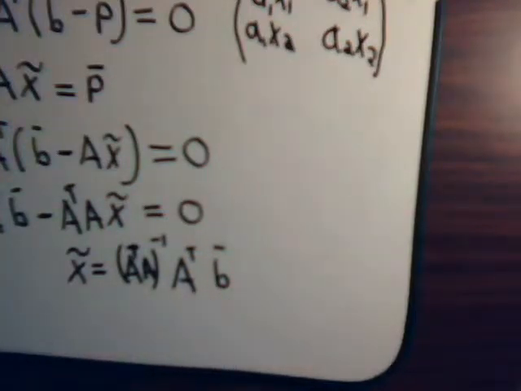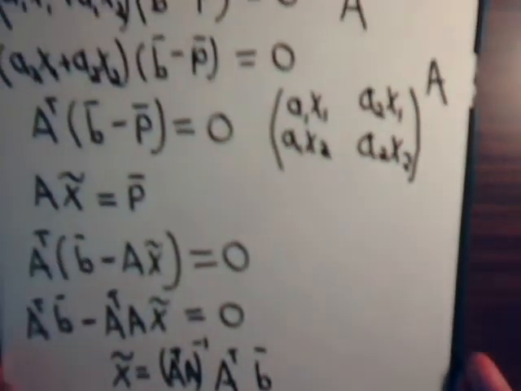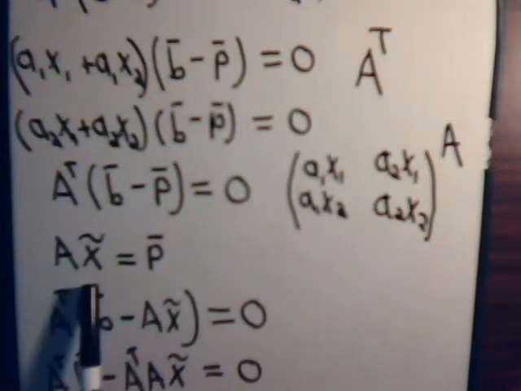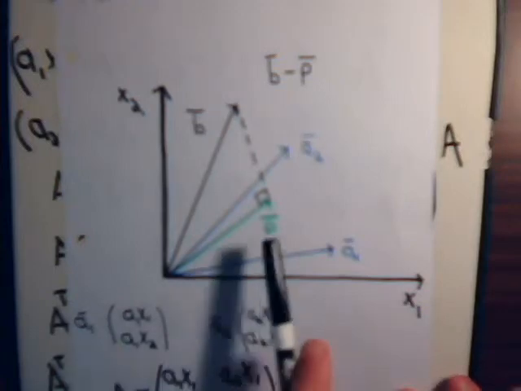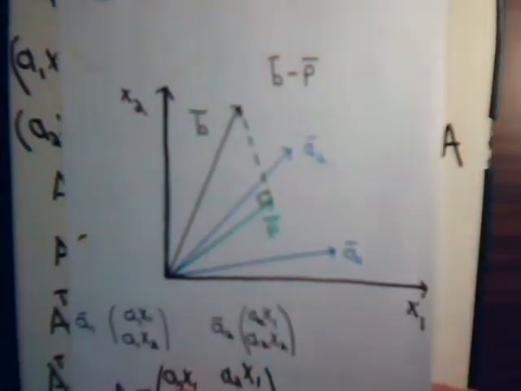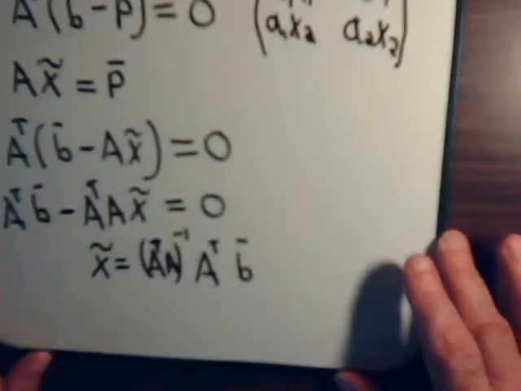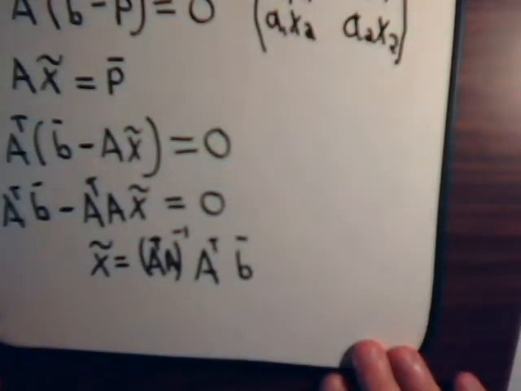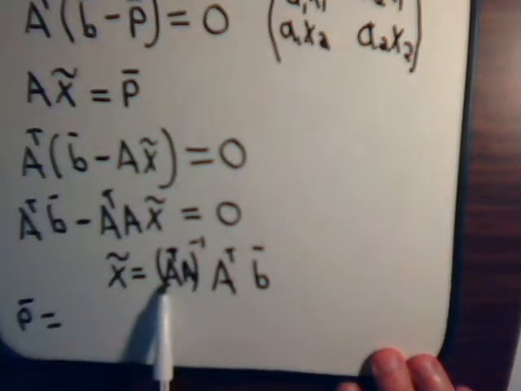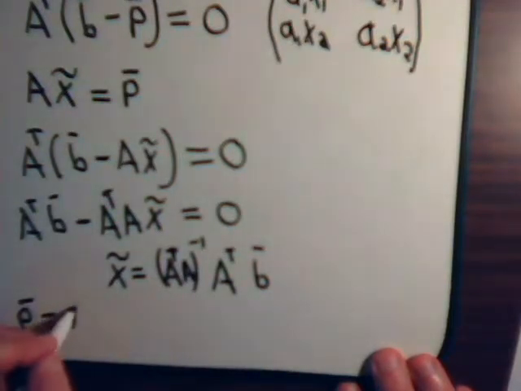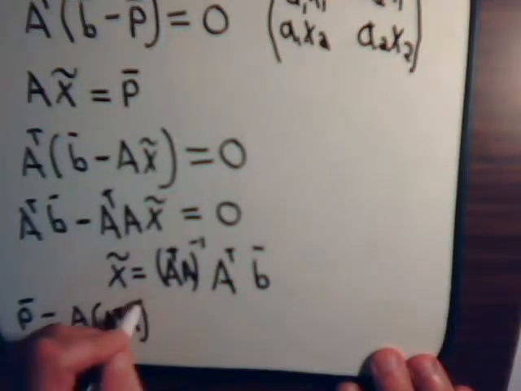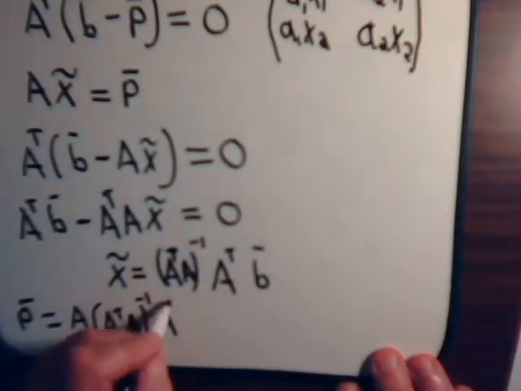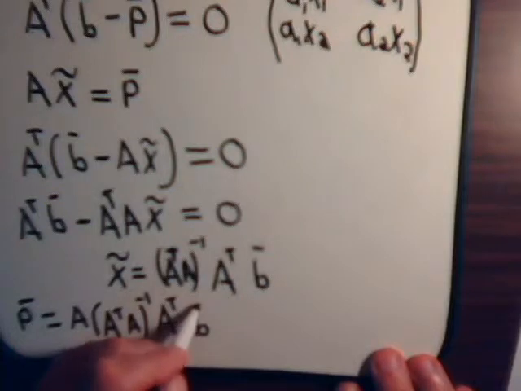Now remember, the projection P is A times that special vector. P, of course, was this, so P is A times this. So P is A times A transpose A inverse times A transpose times the vector B.